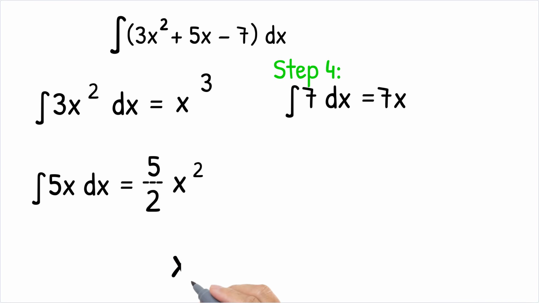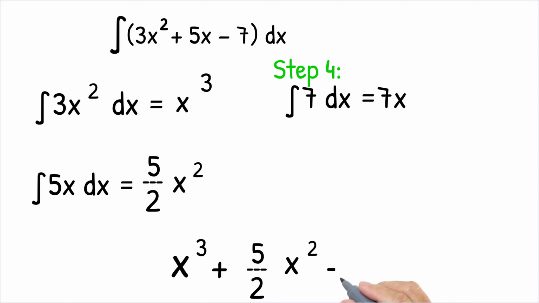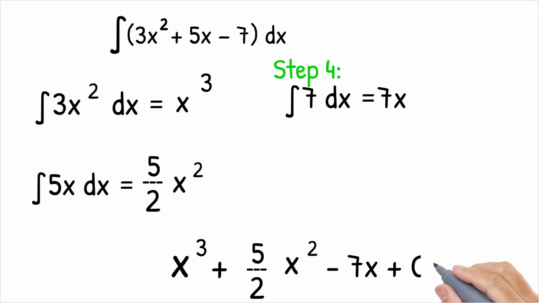Now add all the terms. That equals x cubed plus 5 by 2 times x squared minus 7x plus c, where c is the constant of integration.